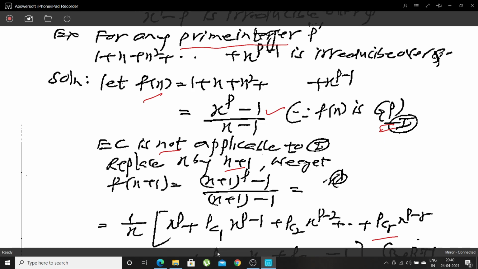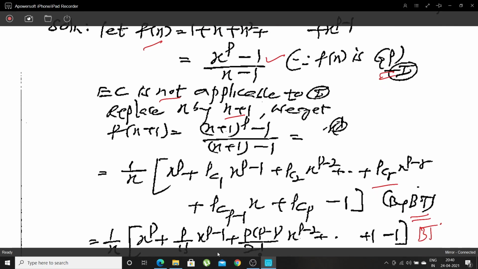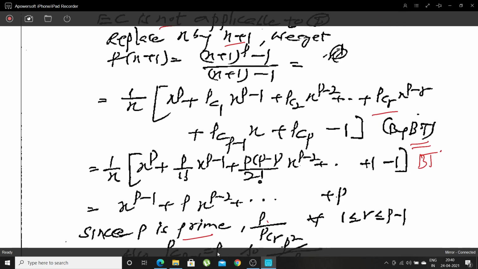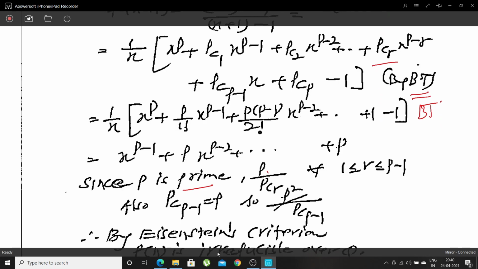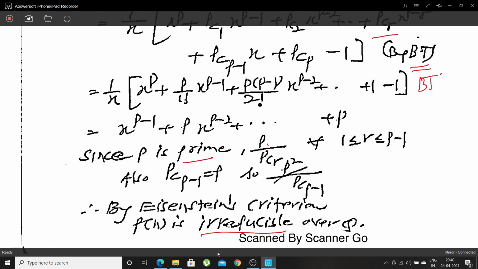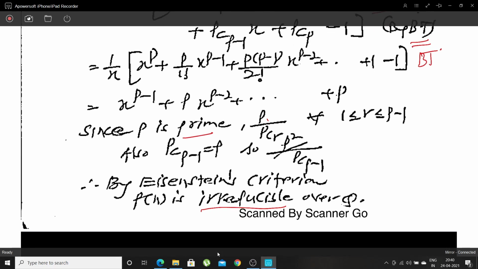That means using the possibilities: replacing x by x plus 1, or x by x minus 1, or x plus 2, or x minus 2, and so on. Let me start from x plus 1. If you replace x by x plus 1 and simplify using the binomial theorem and the standard theorems of permutation and combination, clearly the theorem is applicable. Since the theorem is applicable, that means it is irreducible over the set of rational numbers. This completes the solution of the example.